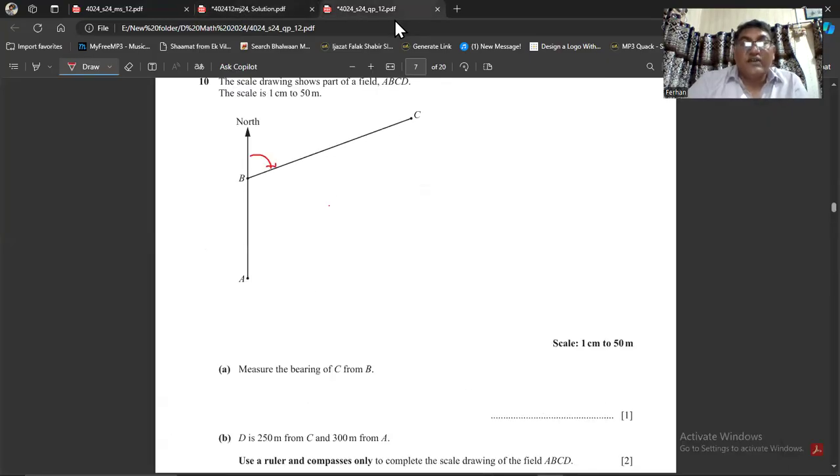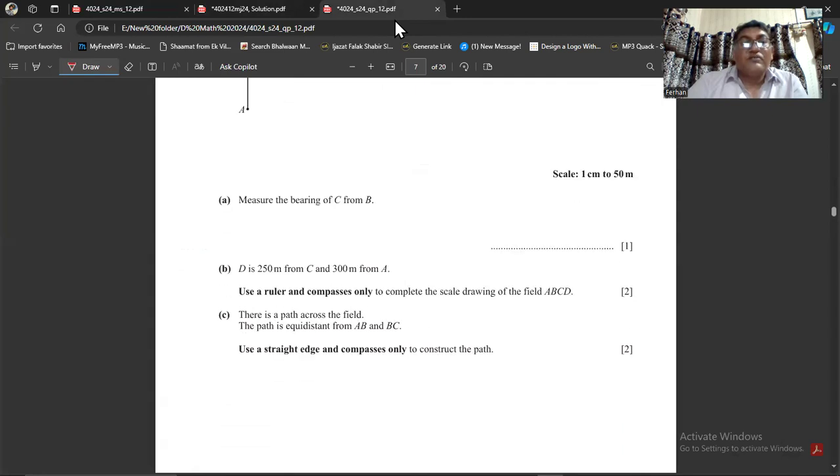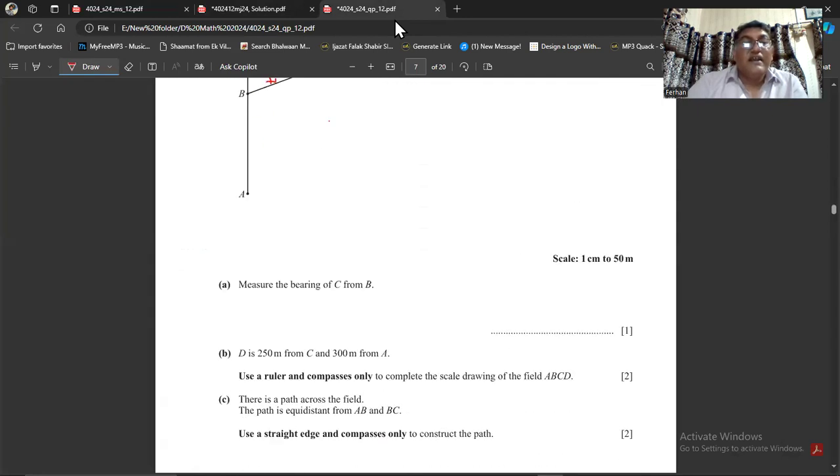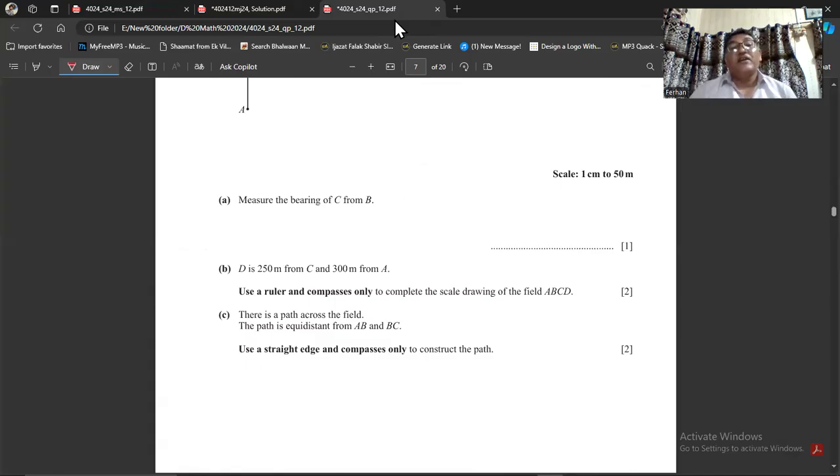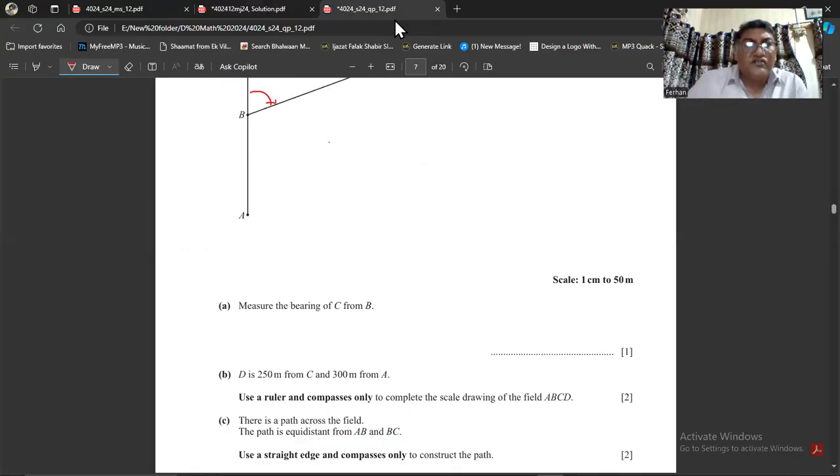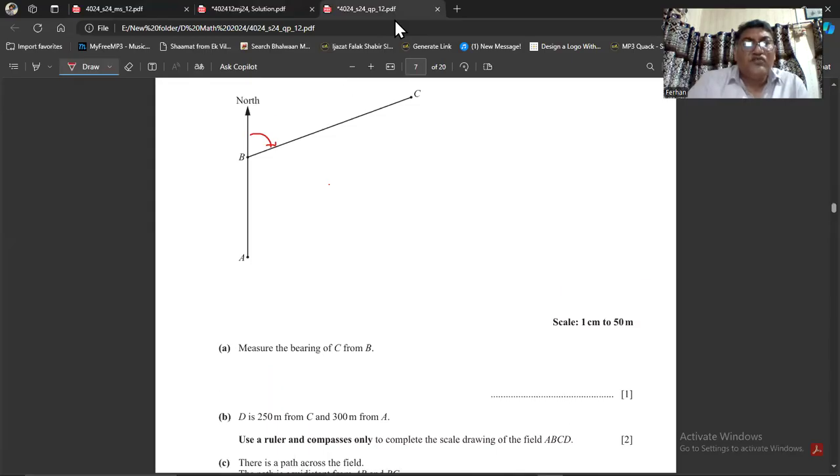Okay, then the next part is question number 10, part B, sorry. D is 250 meters from C and 300 meters from A. Using a ruler and compass only, complete the scale drawing of the field ABCD. So they want me to draw the point D. The point D is 250 meters from C and 300 meters from A. According to my scale, 250 will be 5 centimeters and 300 meters will be 6 centimeters.